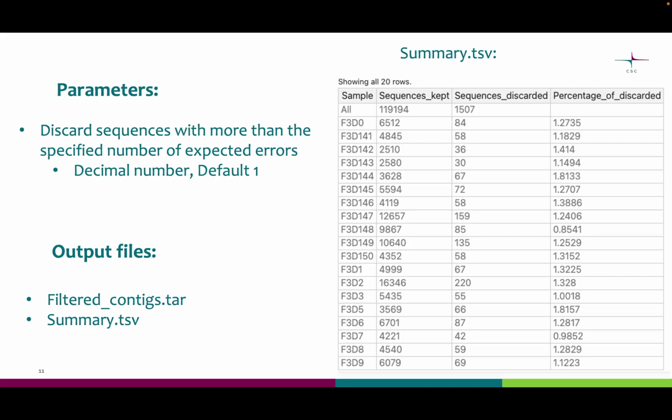As an output, you will get those two files here. The filtered contigs is a tar package which has all the filtered fastq files. And then the summary TSV, like here on the right side, is a TSV table, and it tells how many reads were filtered because of the threshold or the parameter set. The first row tells how many reads were discarded in total from every sample. So here, 1507 sequences were discarded.